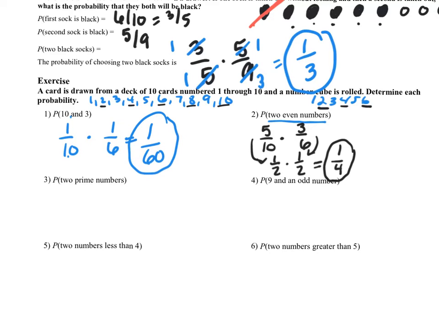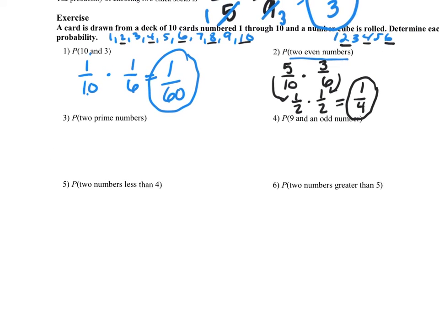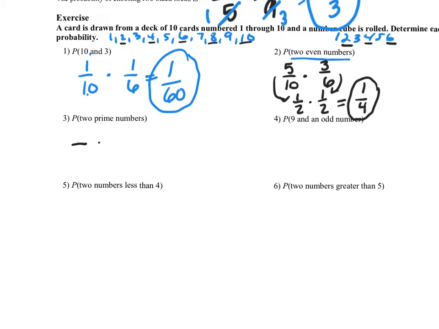Okay. Number 3, 2 prime numbers. Okay, yesterday we talked about prime. Okay, what are going to be the prime numbers on the deck of cards? 2, 3, 5, and 7. Right? Y'all agree with those? How many is that? 4 out of 10. What are the prime numbers over here? 2, 3, and 5. So 3 out of 6.